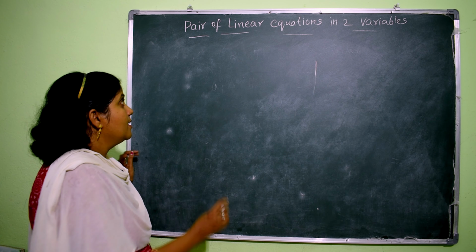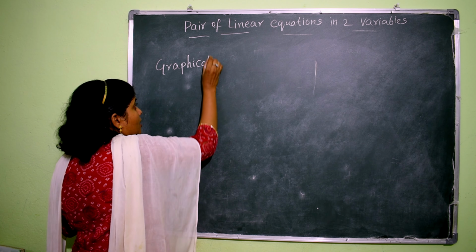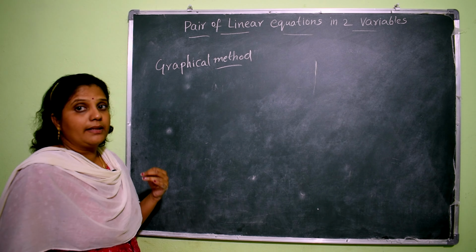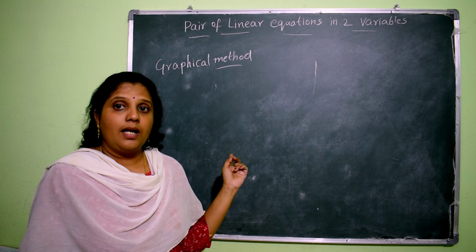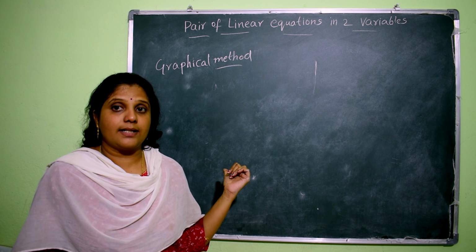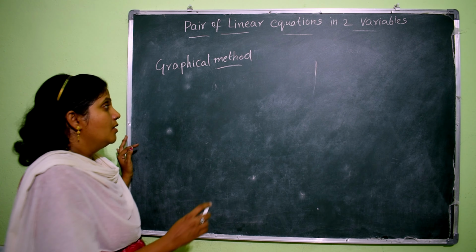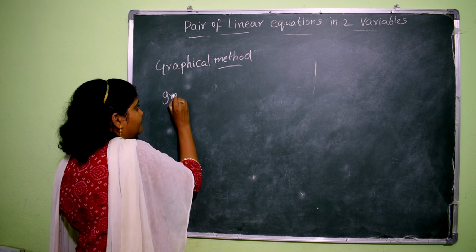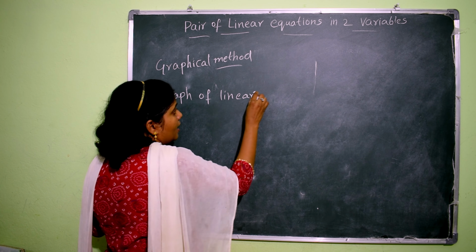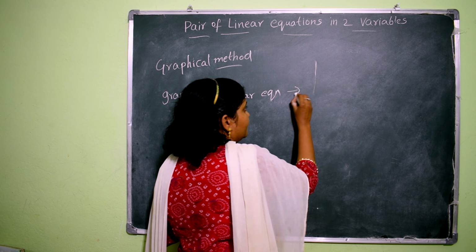Now we are going to discuss the graphical method of a pair of linear equations. So two methods, graphical method and algebraic method. So first we are going to discuss about graphical method. Already in the polynomials we have discussed that. So what is the graph of a linear equation? A straight line. Okay. So graph of the linear equation is nothing but a straight line.